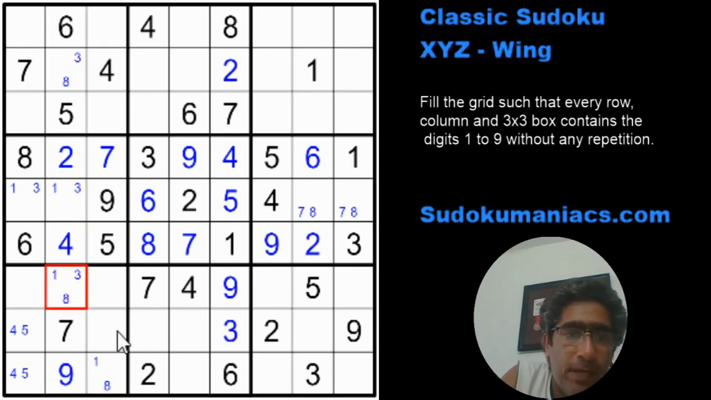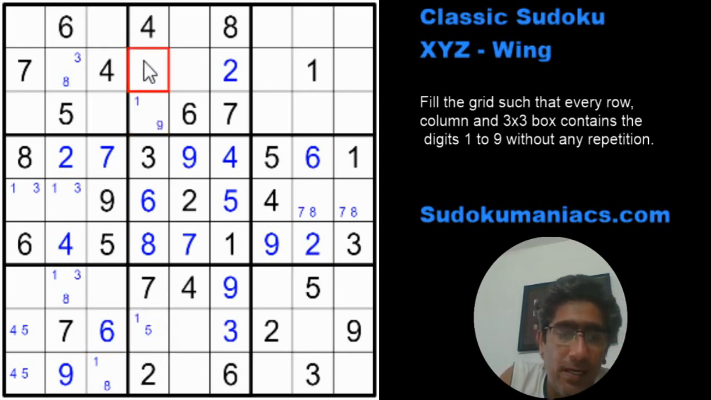Alright, so next would be 4s. Oh, this is a 6. 6 can't be here. 6 is locked in this, so this has to be a 6. And I have 1, 5, and 9 missing, so this is my 1, 5, 1, 9, and a 5, 9.